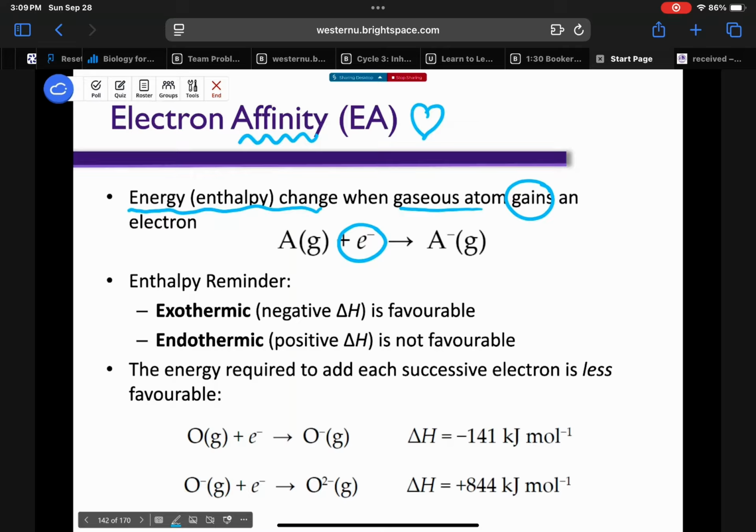The energy change often with electron affinity is exothermic. And you'll probably remember exothermic is when we have a negative change in energy. Energy is released, the product is more stable. An exothermic reaction is favorable. It tends to happen. So a greater electron affinity is when it's exothermic.